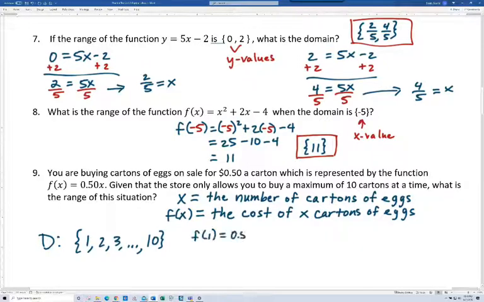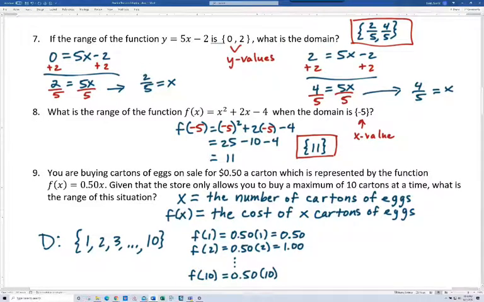All right, so now think about this. If x is 1, f of 1 would equal 0.50 times 1, or basically 50 cents times the number of cartons, which in this case is 1. That's going to be 50 cents. We're saying 1 carton costs 50 cents. If we plug in 2 for the number of cartons, 2 times 50 cents, we're going to pay $1 when we buy 2 cartons. Well, basically we're just adding 50 cents each time. So again, I don't want to do this 10 times. I'm going to put 3 dots and I'm going to find f of 10. It would be 50 cents times 10 since there's 10 cartons, and that's $5. And so basically we're going to go by 50 cents, from 50 cents up to $5. We're going to go by 50 cents intervals.